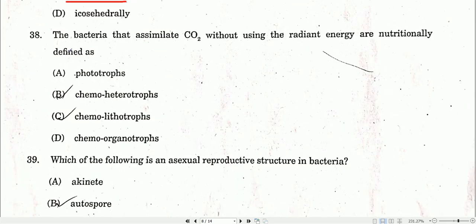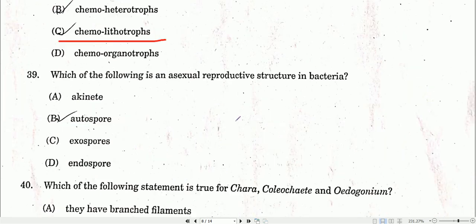Coming to question number 38. The bacteria that assimilate CO2 without using radiant energy are nutritionally defined as chemolithotrophs. So coming to question number 39, which of the following is an asexual reproductive structure in bacteria? In case of bacteria, the asexual reproductive structure is the endospore. Option D will be the correct one.